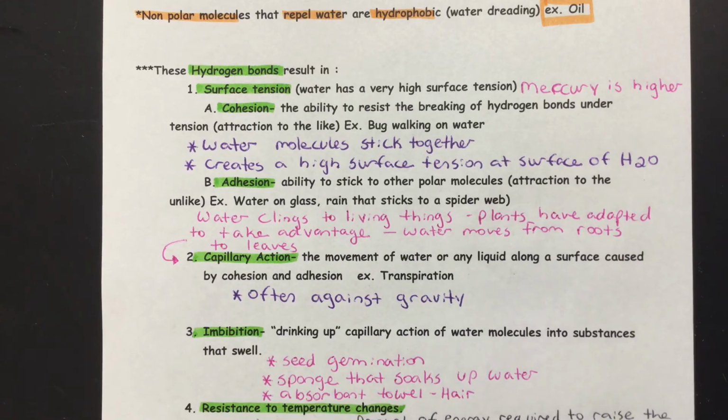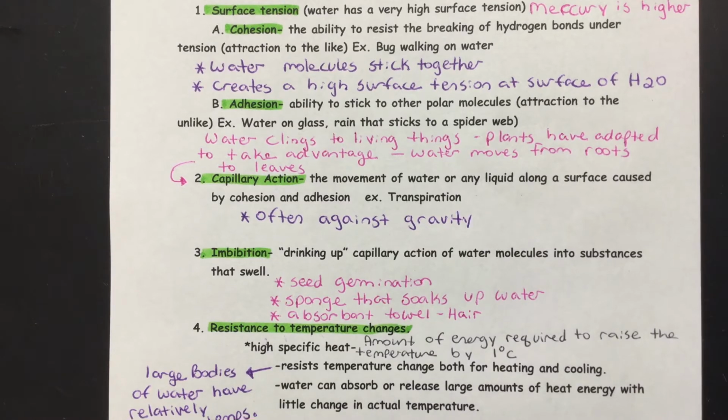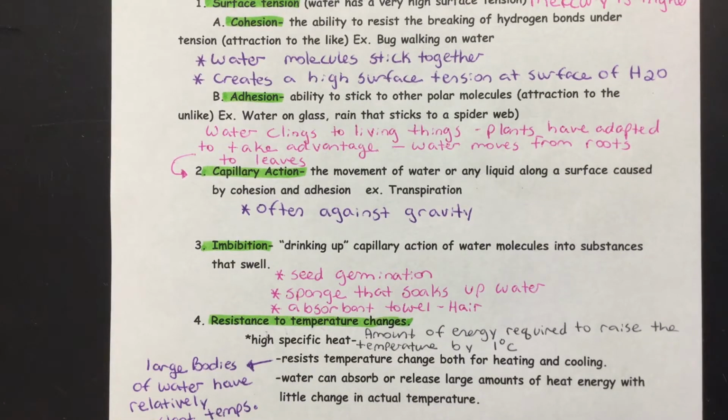Imbibition means drinking up. If you garden by any chance and you plant your little seeds in the ground and water the soil, that water gets sucked up into the seeds so that those seeds can germinate, meaning they start to burst and make little roots. That's imbibition. You also see it with a sponge that soaks up water when you're wiping down countertops. Or when you get out of the shower and dry your hair, that towel is pulling out or sucking up that water.